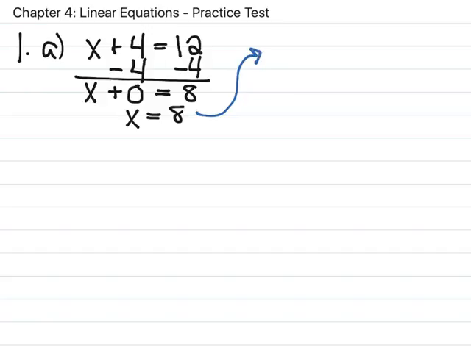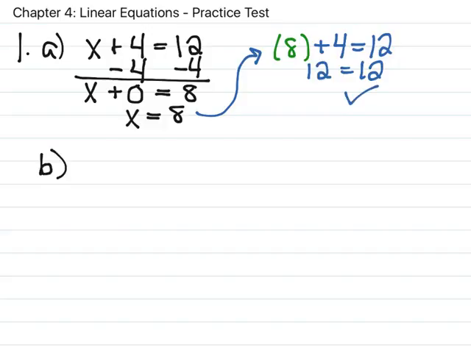And check your solution. You put your value for x back into the original equation. And 8 plus 4 is 12. So you end up with 12 equals 12. So it's correct.